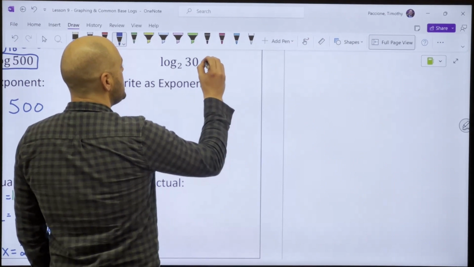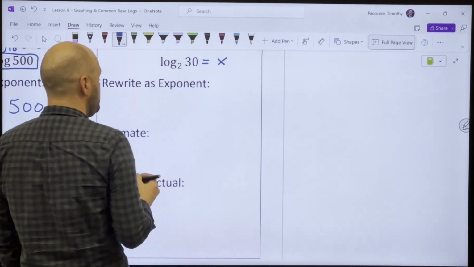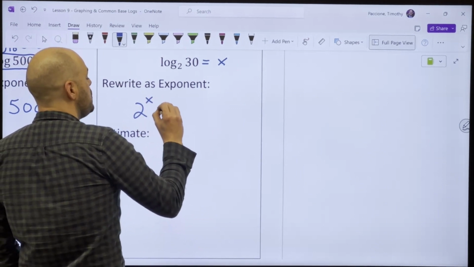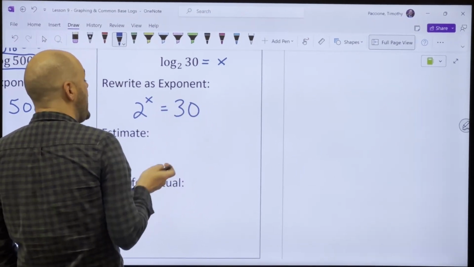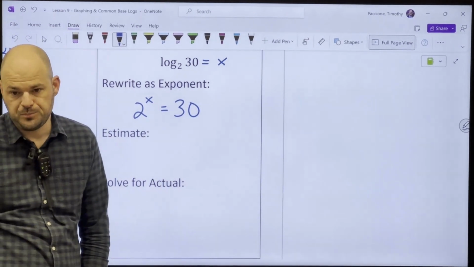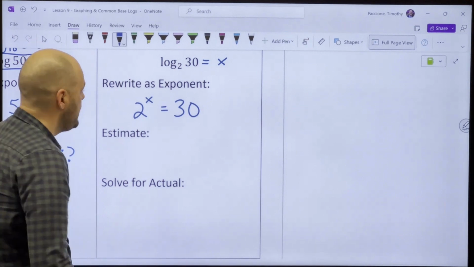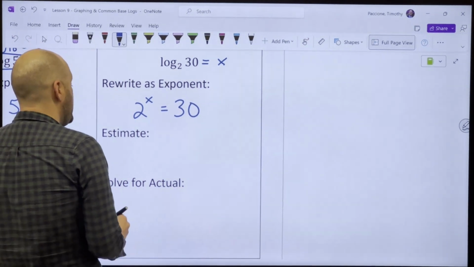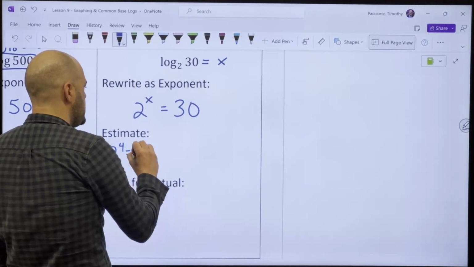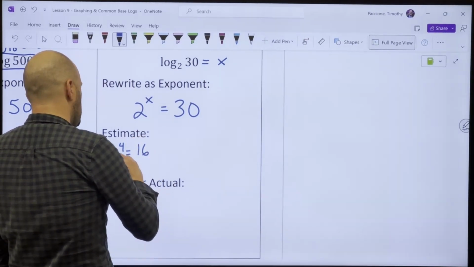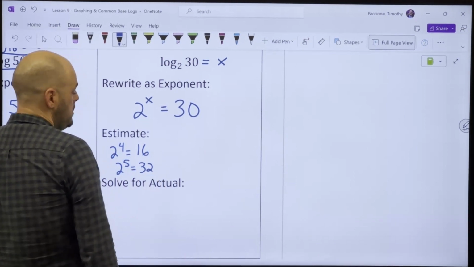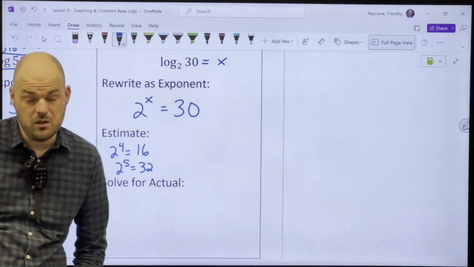You need a way to do this algebraically, which is what we learned last class. Again, our missing piece is the exponent. So our base is 2 to the x equals 30. So log base 2 of 30 is asking you, 2 to the what equals 30. That's what a log is asking you, right? The log is the exponent. So I go, okay, I know 2 to the 4 is 16. What's 2 to the 5? 32. Okay, so I passed it. So we know our answer has to be around what?